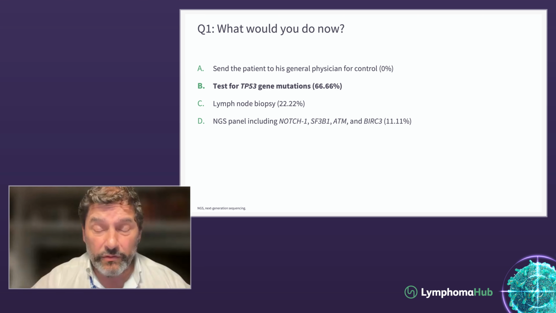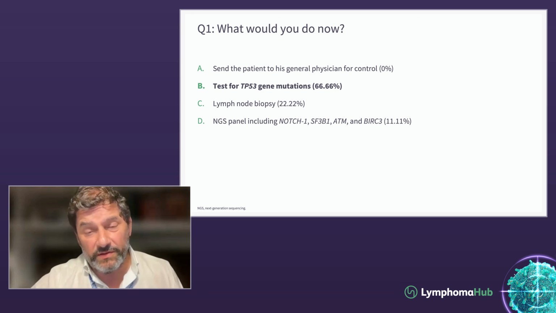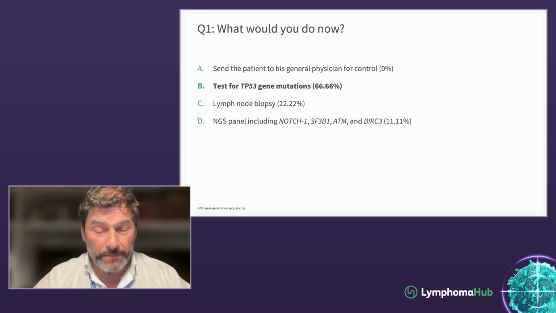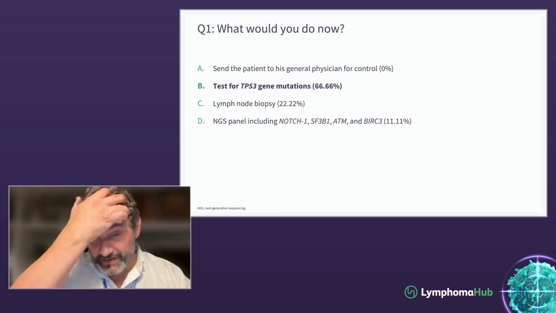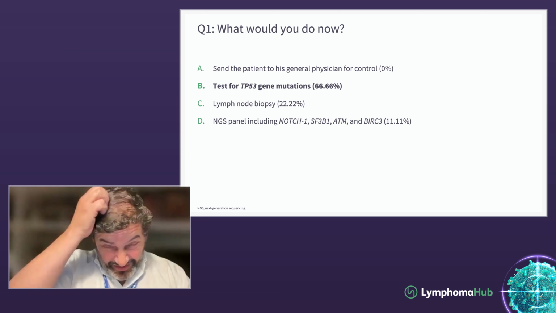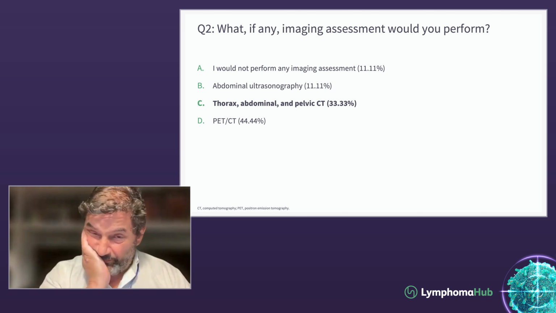I wouldn't do a lymph node biopsy in that case because it's a standard CLL. There is no sign of transformation. And NGS panel is interesting, but I think it's still experimental in CLL. So I think we're going to see the results of the next question. Can you put it? Yeah.